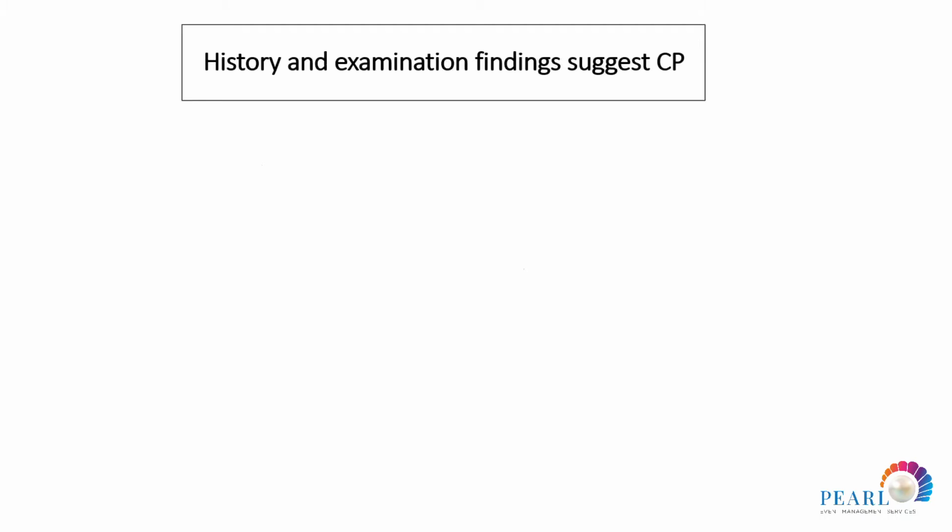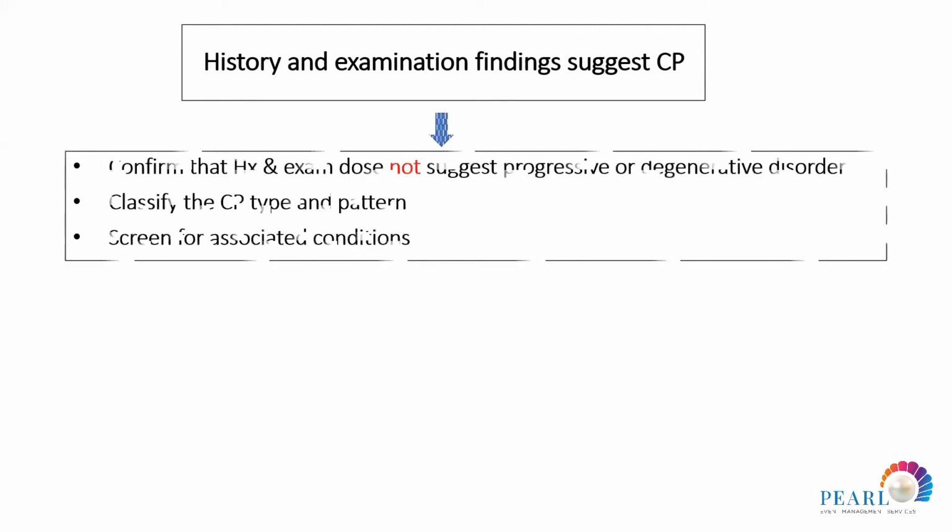So when we have a patient presenting with cerebral palsy, we start by taking history and examination. This is suggestive of cerebral palsy. Confirm that in the history, there are no signs of progression, no signs of a degenerative disorder. Try to classify your CP, what kind of CP are we dealing with, and screen for associated conditions from up to down.